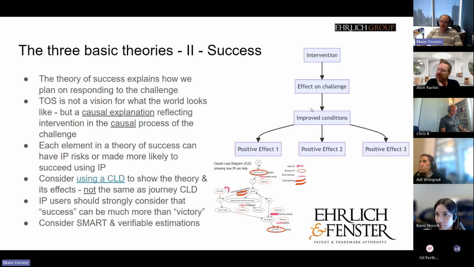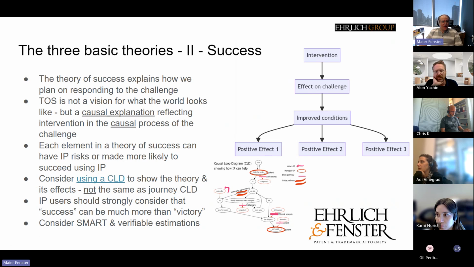And like before, each one of these steps has IP risks. For example, your intervention might not have freedom to operate. Positive effect number one might be infringing a patent. Positive effect number two, everybody wants to do it, you will get a patent protecting it, and I could go on. And of course, your intervention is more likely to succeed if you license a trade secret from somebody, which explains how to do it.